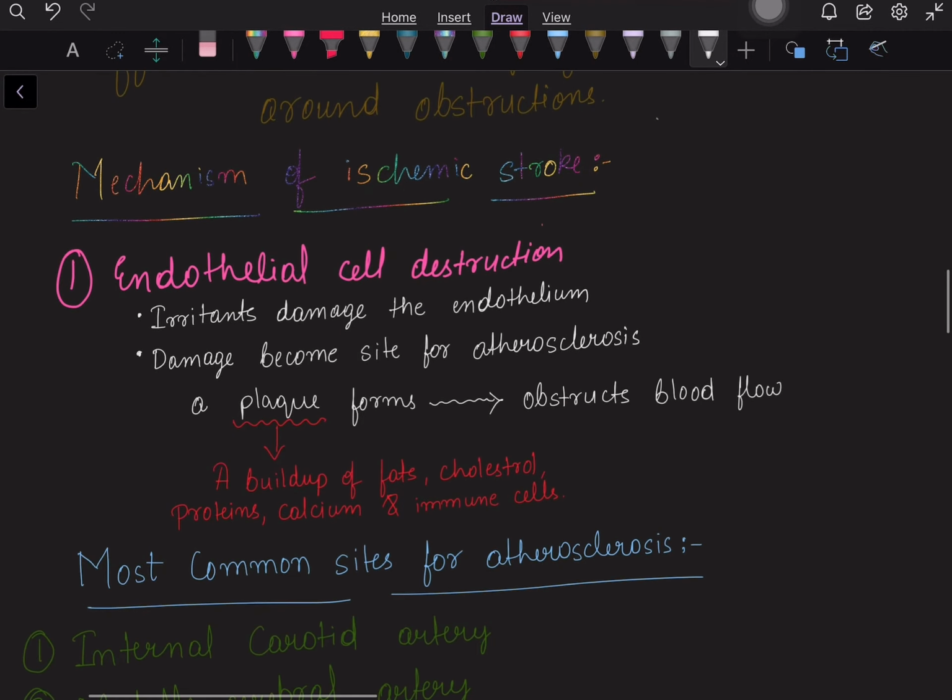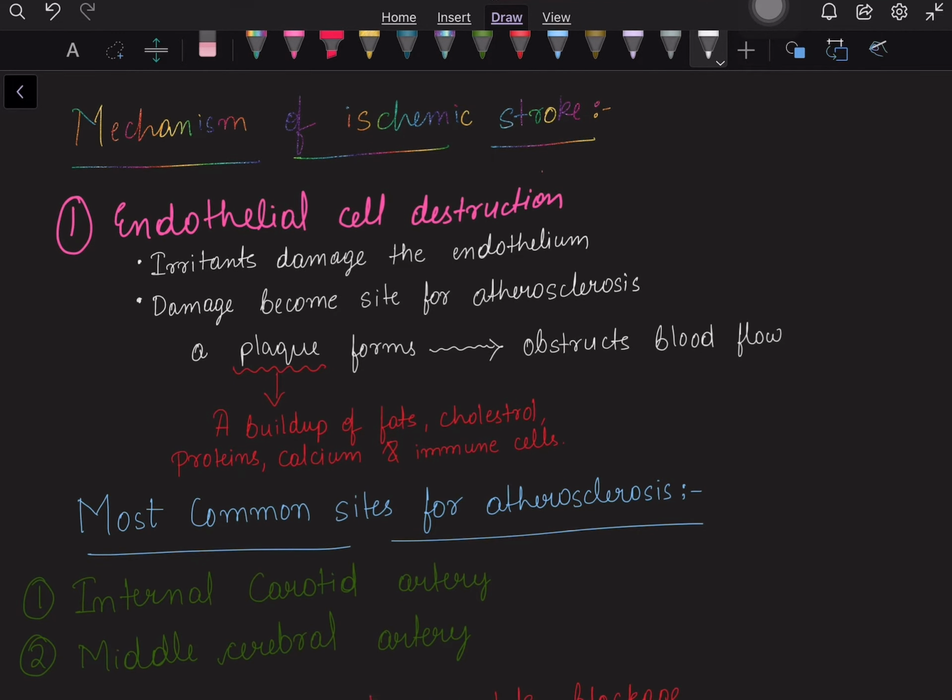The main mechanisms of ischemic stroke. Ischemic stroke has two main mechanisms. The first one is endothelial cell destruction. That is, irritants damage the endothelium. The damage becomes a site for atherosclerosis. A plaque forms and obstructs blood flow.